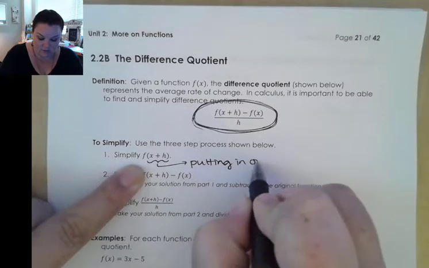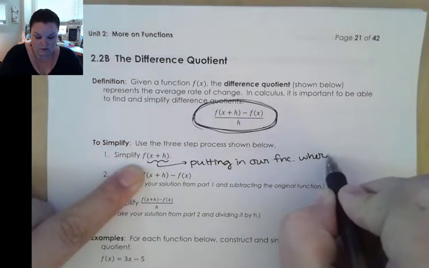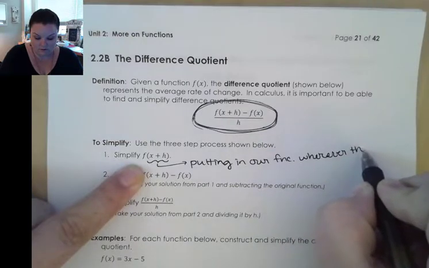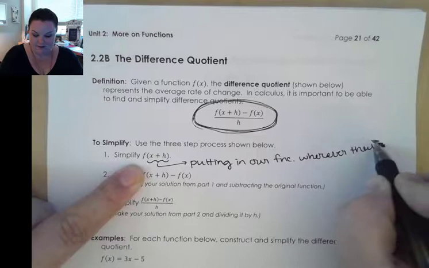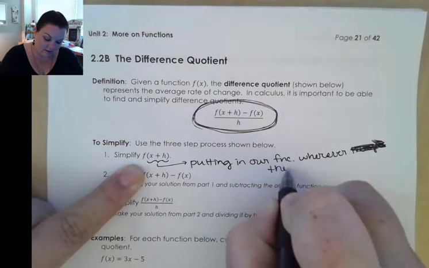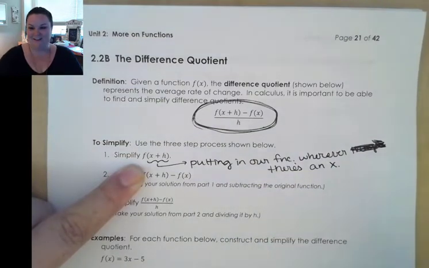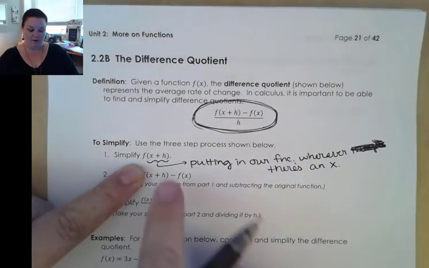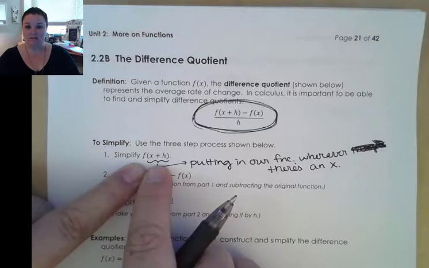Putting in our function wherever there's an x, okay? So in our function, anywhere we see an x, we're plugging in this ugly quantity, okay? So step 1 is just to plug in ugly, okay?